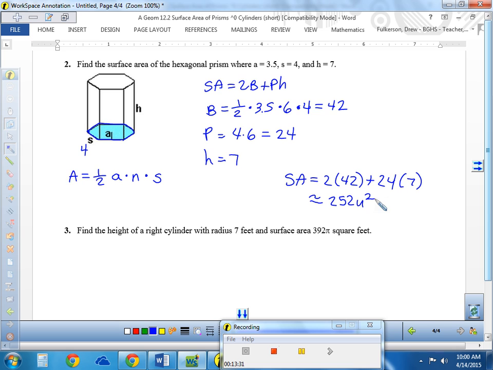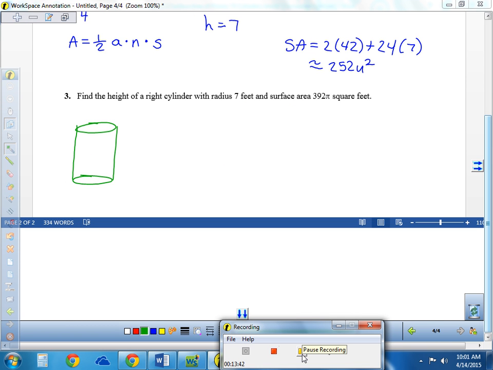So up next we have this prompt that says, find the height of a right cylinder with radius of 7 feet, surface area of 392 pi square feet. Now I like having a little visual, so I just drew this real quick. And then I'll label it. So the radius is 7. We don't know our height. But we are given our surface area, so we got to remember that.